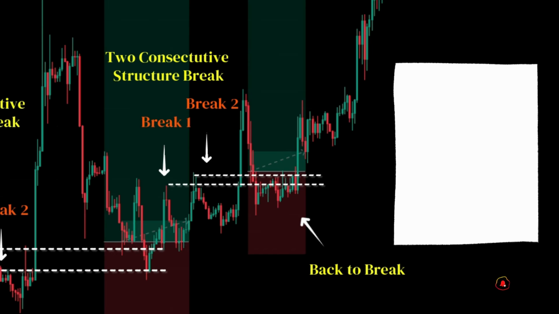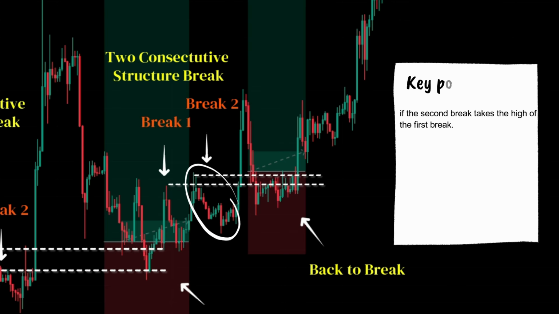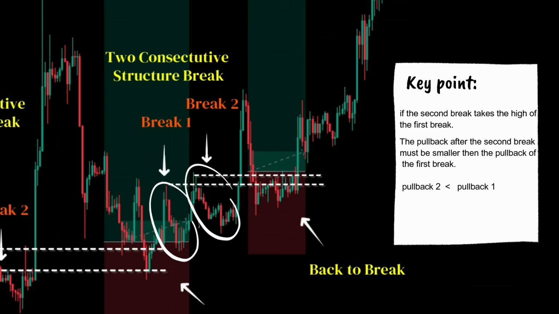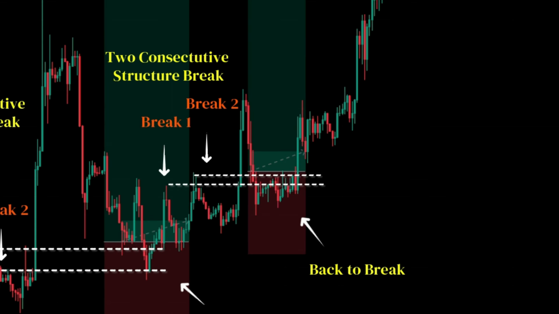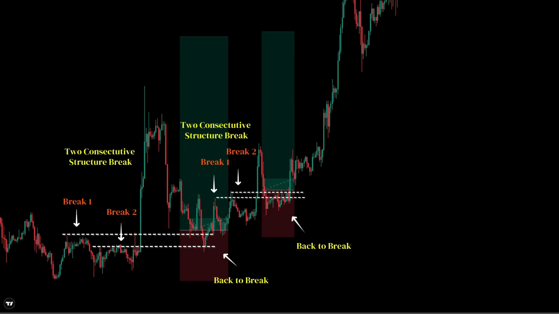The pullback after the second break must be smaller than the pullback of the first break in order to consider a valid entry. If the second break takes the high of the first one and then produces a pullback that is equal to or larger than the first drop, this setup becomes less reliable and will naturally result in a lower win rate. So always pay close attention to the size of the pullbacks, because these small details are what separate a professional trader from an average one.